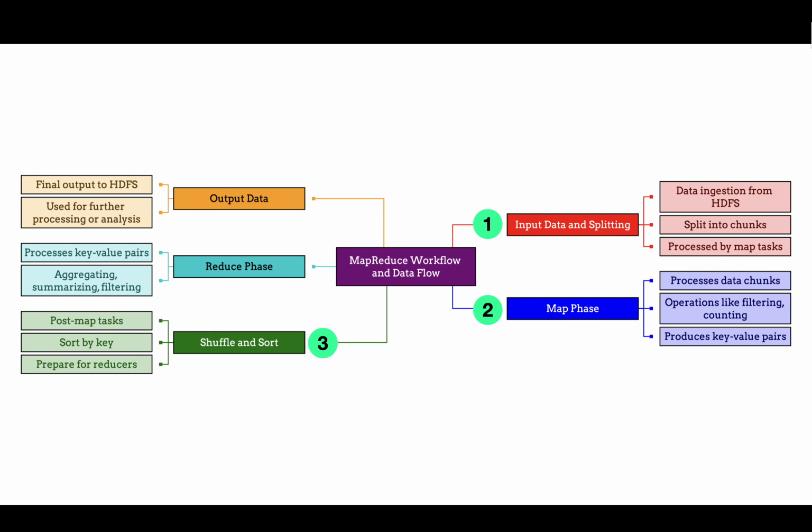3. Shuffle and sort. After the map tasks complete, the intermediate key-value pairs are shuffled and sorted by key. Each unique key and its list of values are then passed to the reducers. 4. Reduce phase. In the reduce phase, each reducer processes the sorted key-value pairs and performs operations like aggregating, summarizing, or filtering data. 5. Output data. The final output of the reduce phase is written back to HDFS or other storage systems. This output can be used for further processing or analysis.